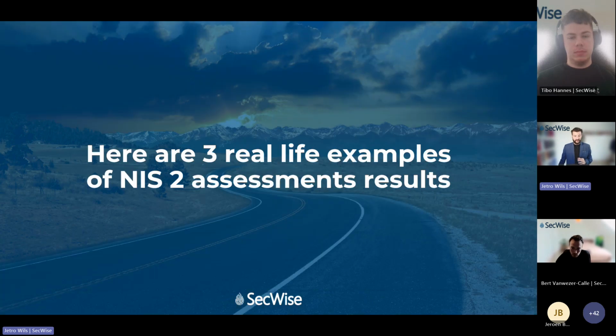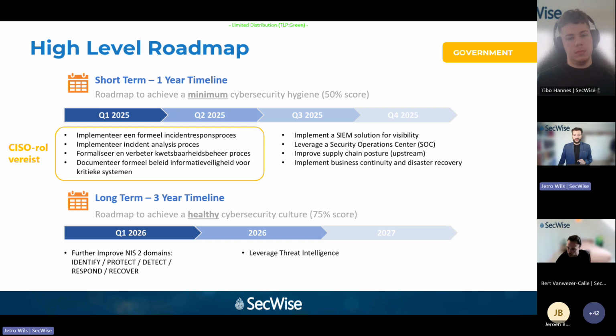So here, to wrap up my part, are 3 real-life examples of NIS2 assessments. I made them anonymous, of course, but these are the real reports. This one was a client in the government, Belgian government. I won't say which level. And there we basically said, okay, these are the pain points. You need to have an incident process. You need to have a CISO who takes up all of these things. And you need to implement a formal policy and write it down. What's the policy on ransomware? Do we pay the ransom? Yes or no? What's our policy on training of essential and critical roles in the company? These things you need to write down.